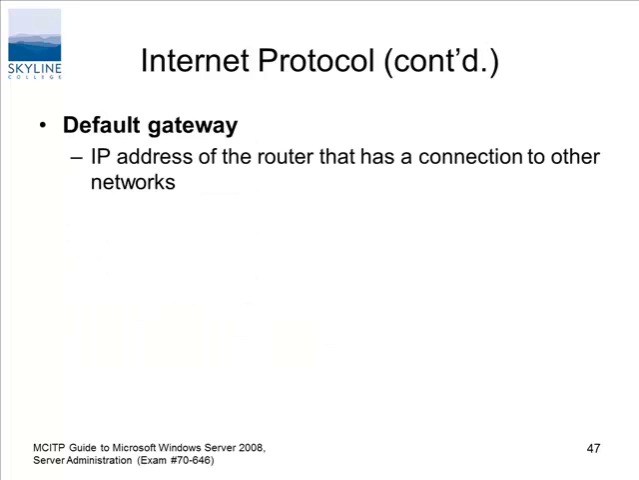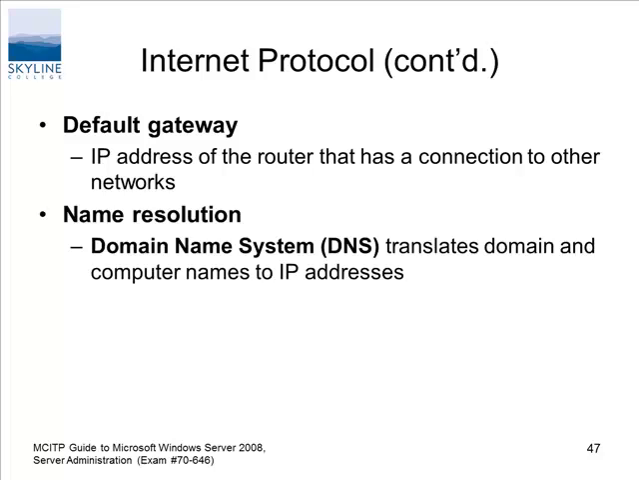So DHCP allows those things to happen. Default gateway. If you don't have a default gateway, you're going no place but your local network. Default gateway if you need to go someplace else. DNS we've talked about. DNS is a really, really, really big deal.